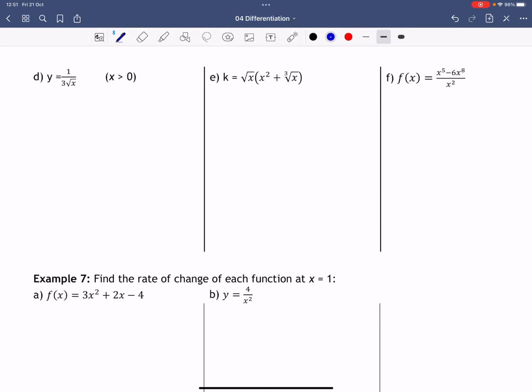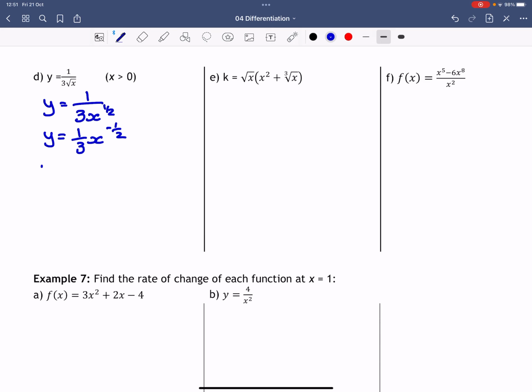Continuing on example 6, we have y is equal to 1 over 3 root x. I want to differentiate that. Again, need to prepare it. So that's going to be y is equal to 1 over 3x to the power of half. I need to prepare it for differentiation, move the x away from the fraction to the side. So it's going to be a third x to the negative a half.